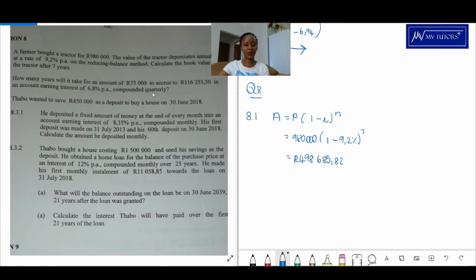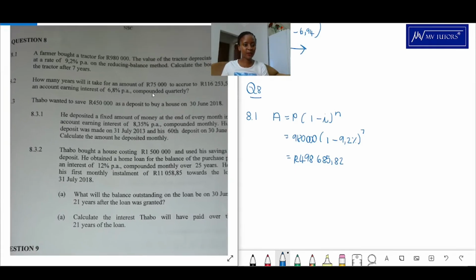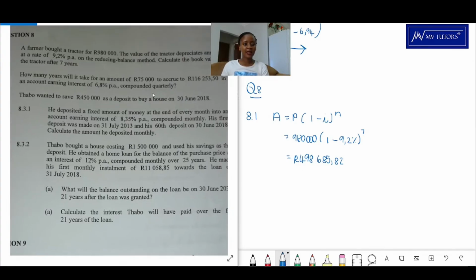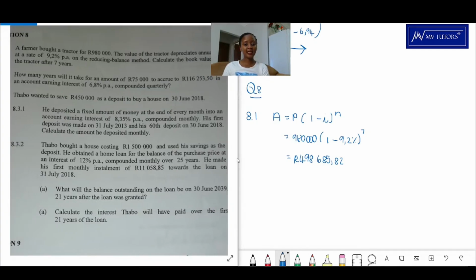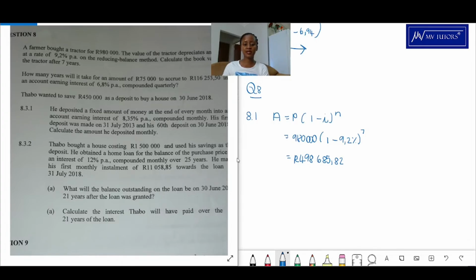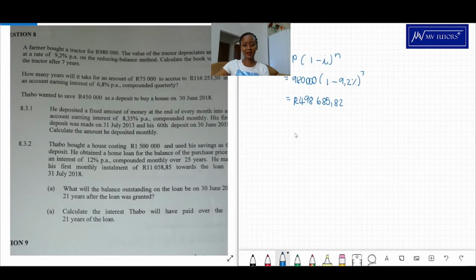So that was 8.1. Now let's see, for 8.2, how many years will it take for an amount of 75,000 to accrue to 116,253 Rand and 50 cents in an account earning interest of 6.8% per annum compounded quarterly? Ooh, score. Okay, so that's now 8.2.